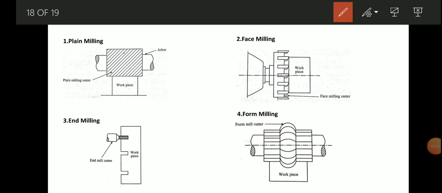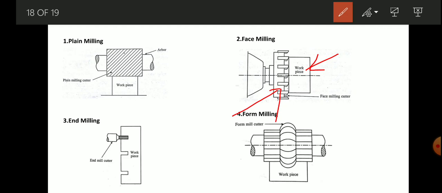Here we can see face milling, which consists of a workpiece and a face milling cutter. It is a process of producing flat surfaces on the face of the workpiece. The tool axis is perpendicular to the work. Here we can see the tool axis is perpendicular to the work surface. Hence the machine is started with a proper speed and feed.